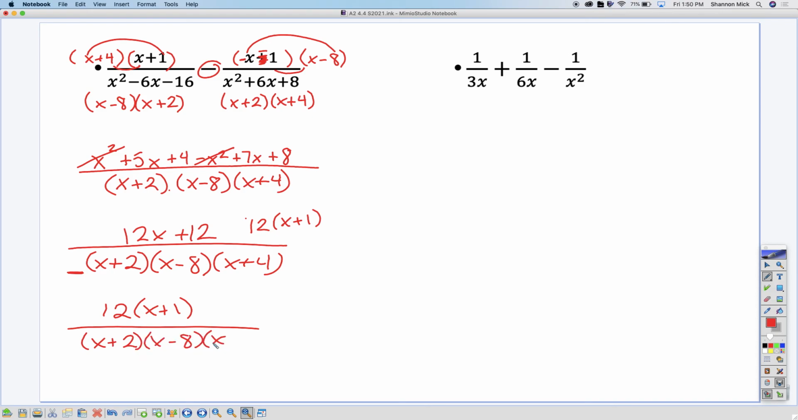And x can't equal what? X can't equal negative 2, negative 4, negative 2. Negative 4, negative 2, negative 2, and 8.